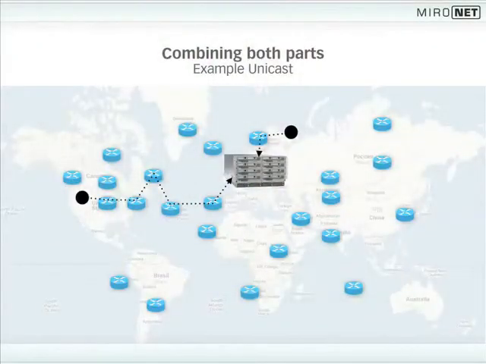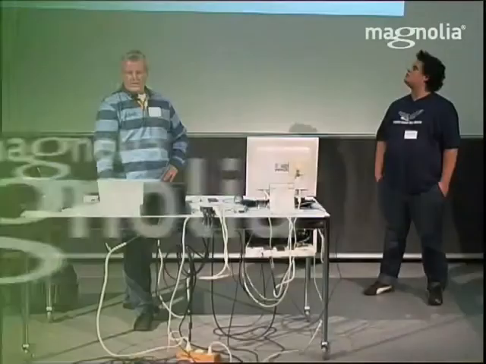So first an example, maybe first unicast. We have the world here with many, many routers, much more than we see here. And let's suppose we have a server sitting in Europe somewhere, hosting a bunch of websites. And now what happens if somebody over here in the United States calls up one of these websites? He will get routed all the way to that server. The website will build up in his browser eventually, but it will take some time because there are many hops on the way.